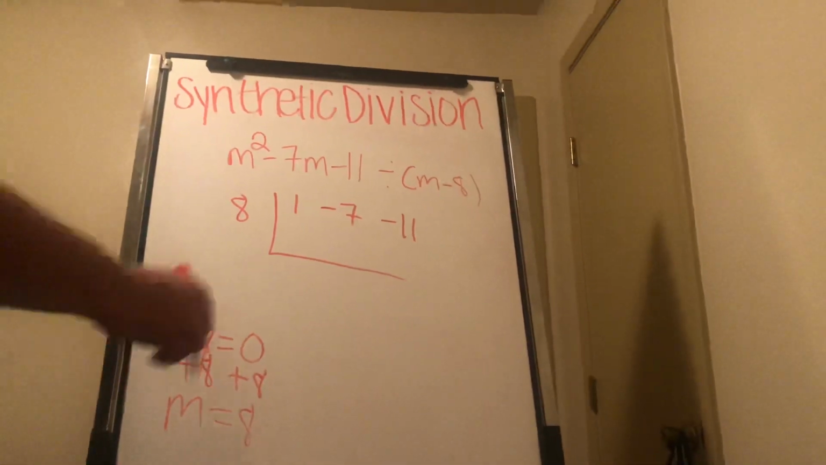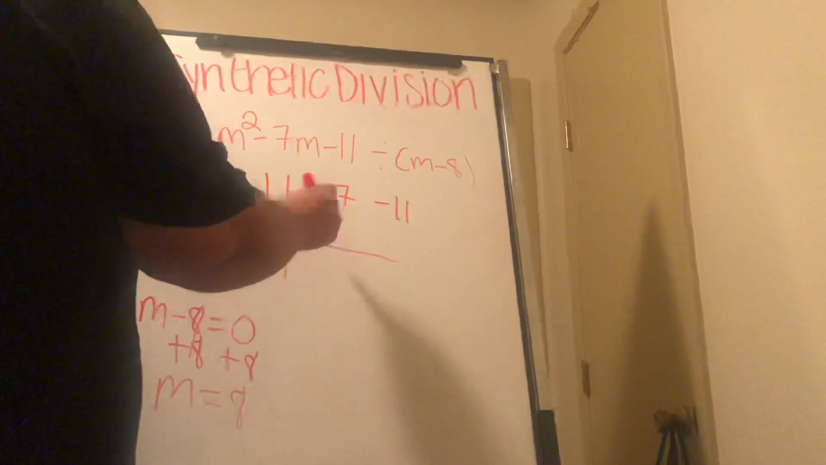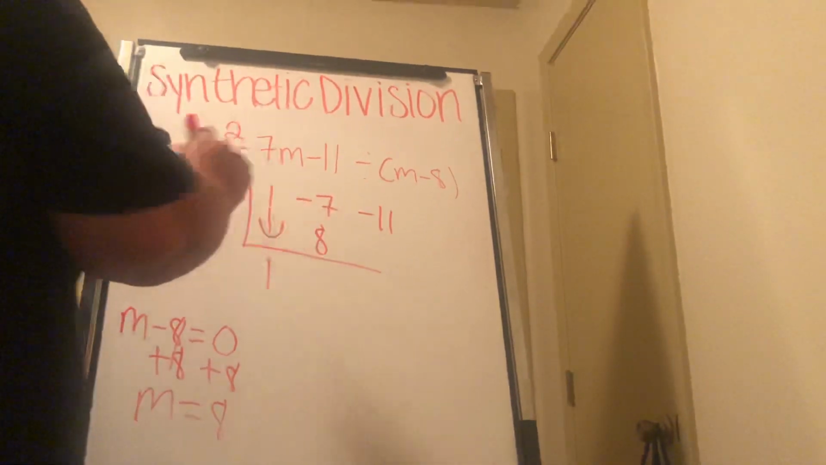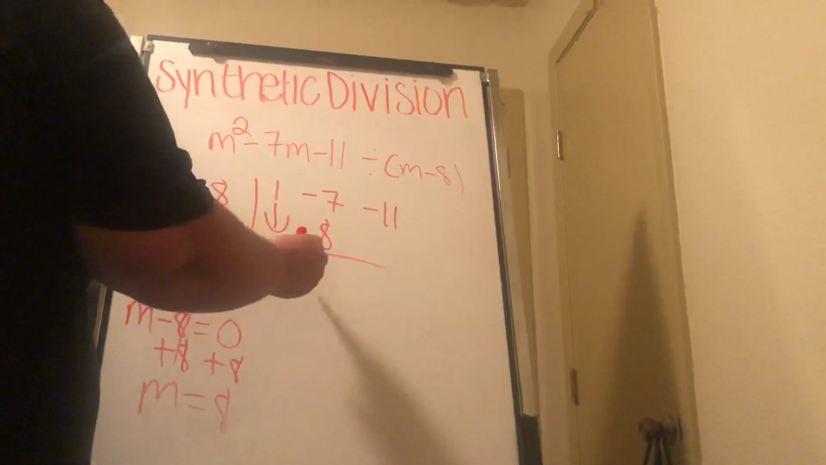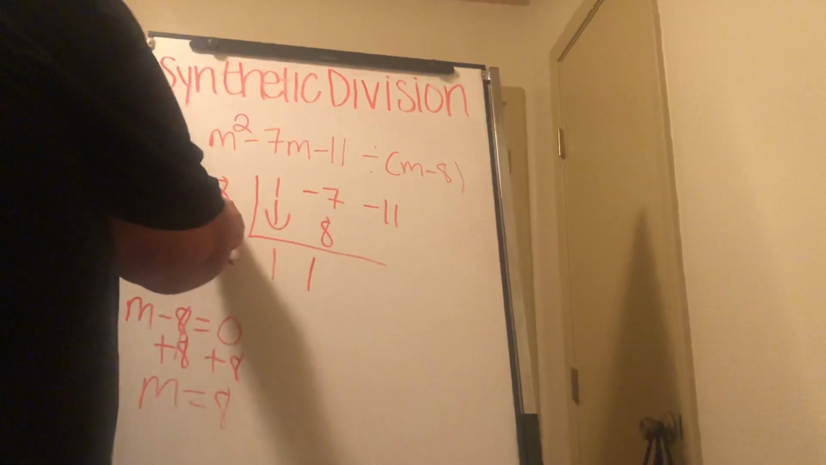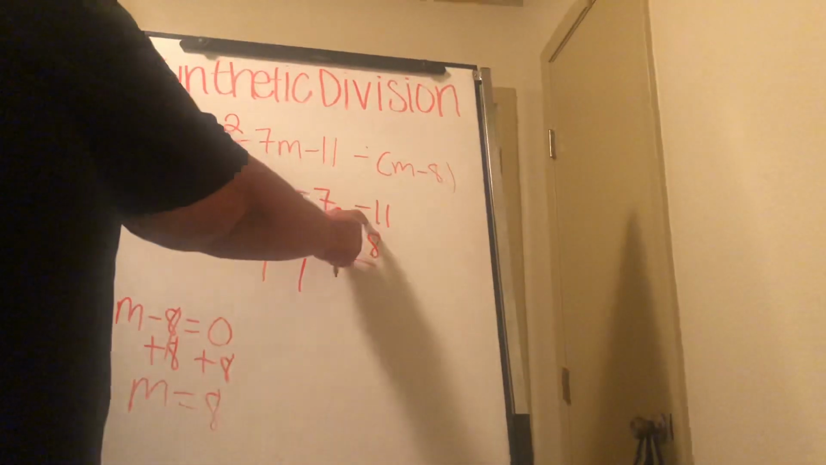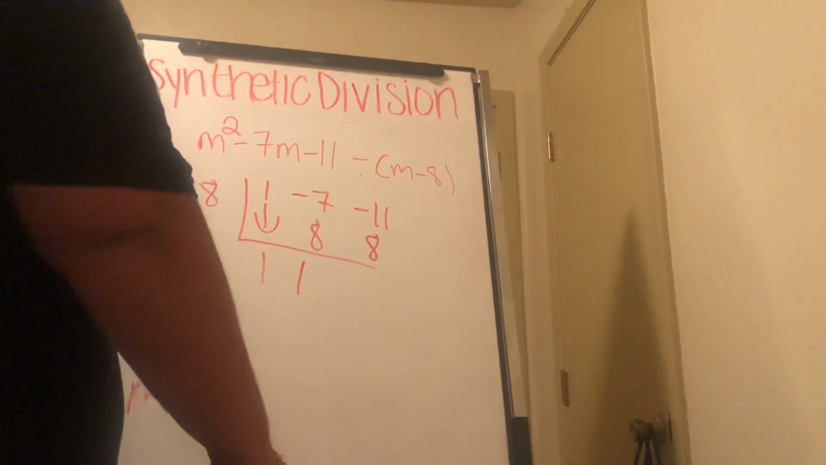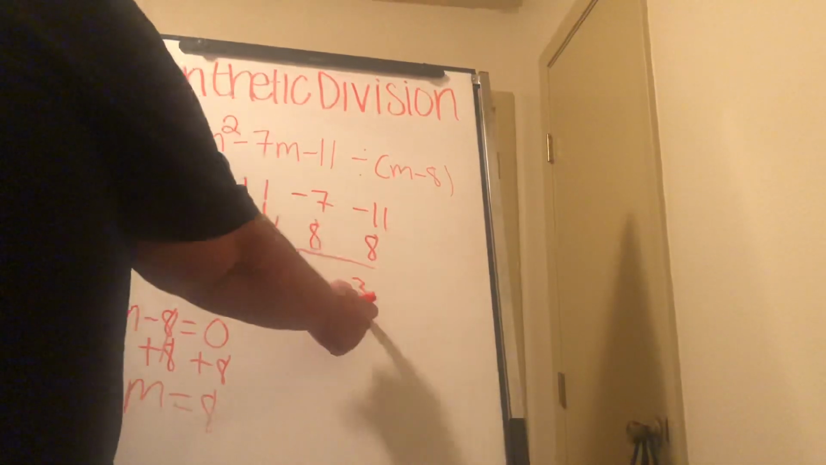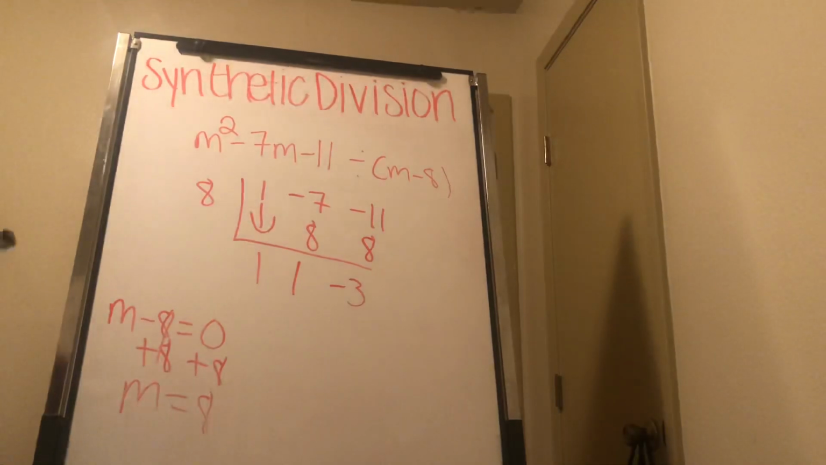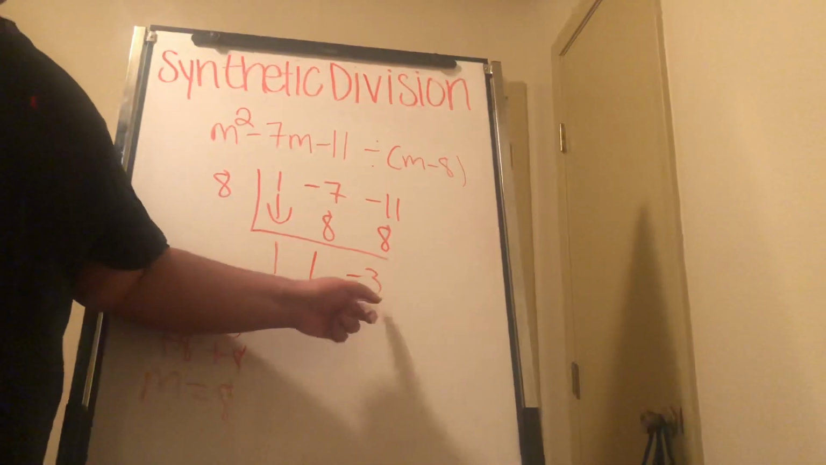And let's solve the problem. First thing, you drop it down. 8 times 1, well, that's 8. -7 plus 8 is just like saying you have $8, you spent 7, that means you have $1 left. 8 times 1, that's 8. Then -11 plus 8, I believe that is -3. You owe someone $11, you give them 8, you still owe them 3. Is this a factor? No, because it is not a 0.